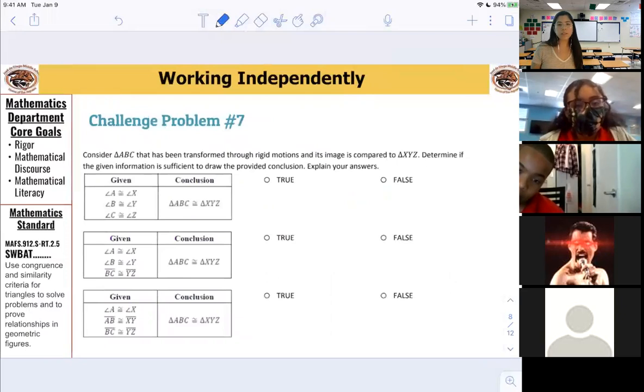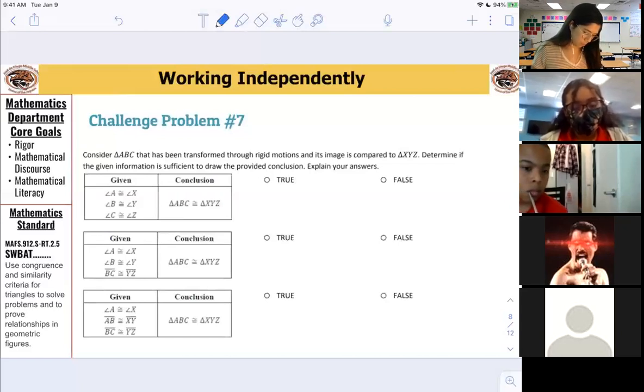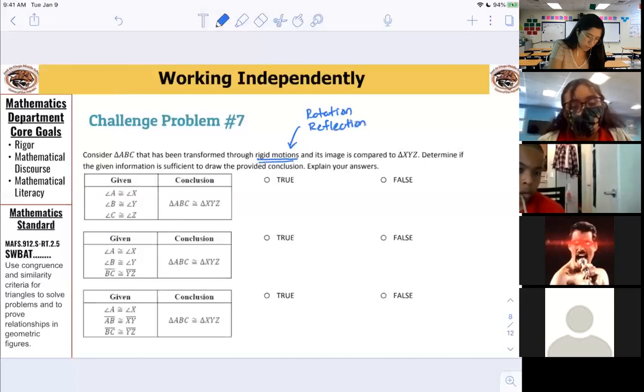Consider triangle ABC that has been transformed through rigid motions, and its image is compared to triangle XYZ. Determine if the given information is sufficient to draw the provided conclusion. Explain your answers. Okay, couple things. Rigid motions. What do we know about rigid motion? Aren't those rotations, reflections, translations? What are the transformations again? Rotation, reflection, and translation. Those are the only 3 that are rigid motion.